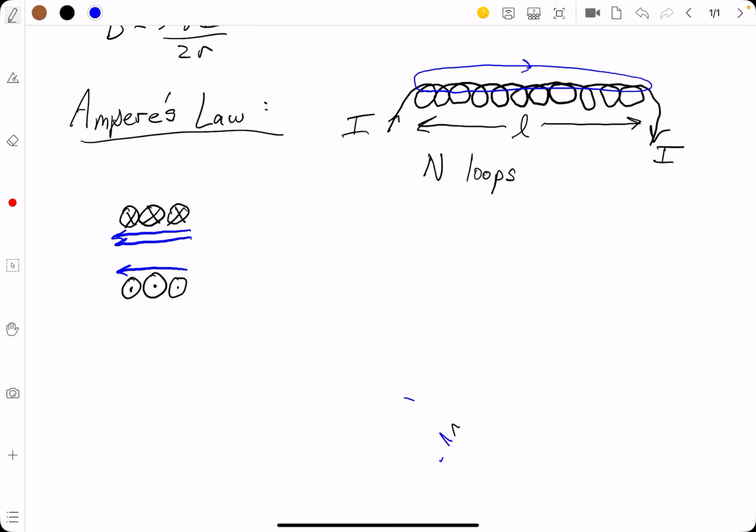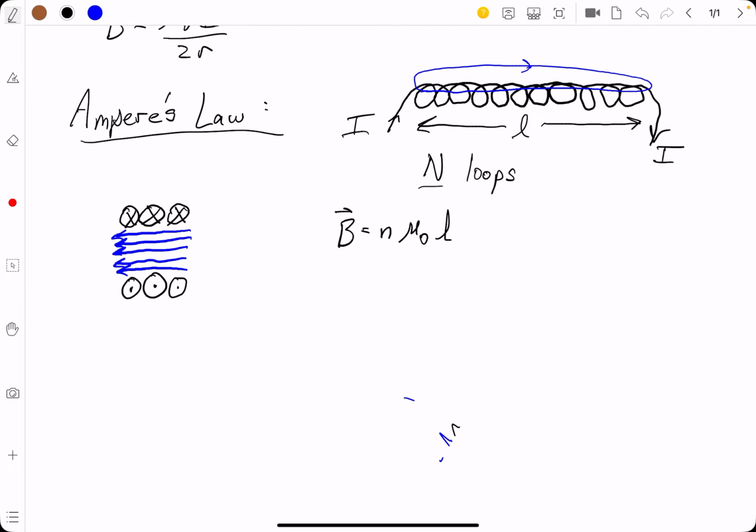In fact, what really happens is this is the best way to create a uniform B field on the inside, or for a region of space. We've now created a uniform B field. And what is the magnitude of that B field? Well, this is where Ampere's law comes in, and it's n mu naught I.